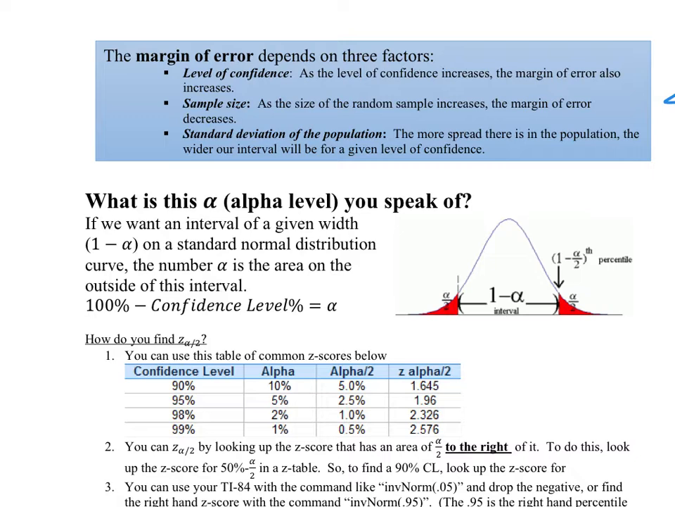Okay, so what's this alpha we speak of? All right, so alpha is the amount of error we want to allow. If we want an interval with a given width of 1 minus alpha on a standard normal distribution, then alpha is the area outside, and that's the key. Alpha is the area on the outside. Or we can say 100% minus the confidence level percent gives us alpha.